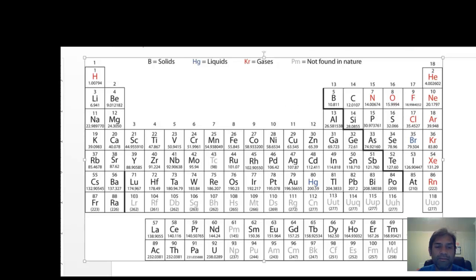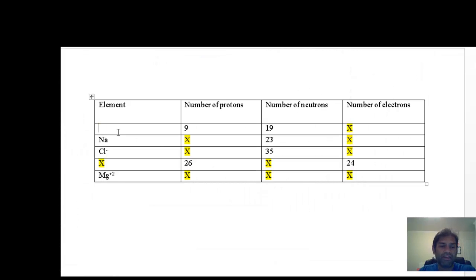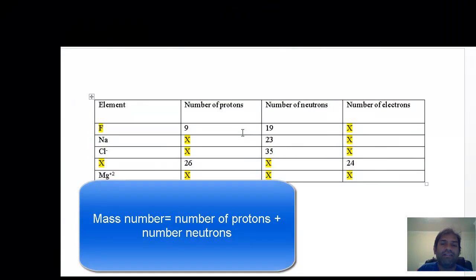So going back here, this represents the element fluorine, so I will just put that there. The number of neutrons plus the number of protons is going to be the mass number. So the mass number here is 19 plus 9, 28.